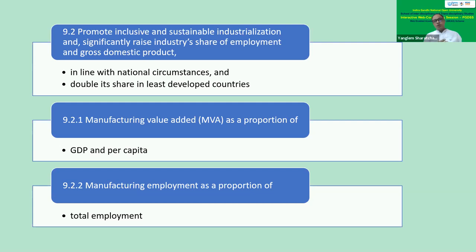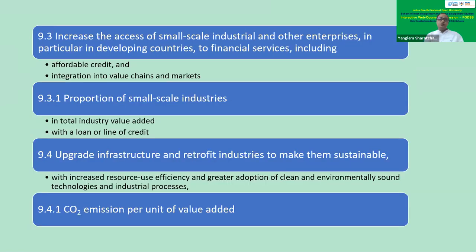So to look into those targets, two important indicators are manufacturing value added as a proportion of GDP and per capita. Then another indicator is manufacturing employment as a proportion of total employment, right? This is how they look into the progress of that specific goal number 9.